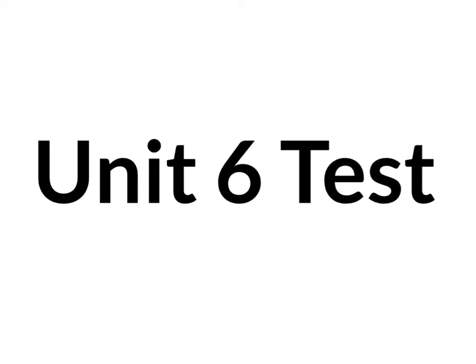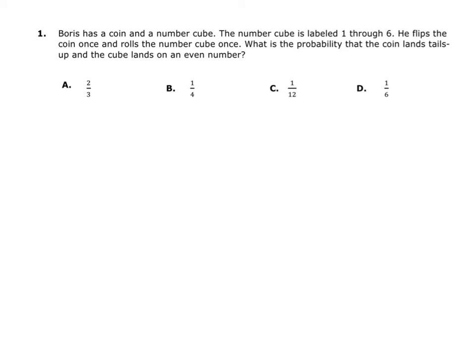Today we are going over corrections for Unit 6 test. Number 1 says Boris has a coin and a number cube. The number cube is labeled 1 through 6. So I'm going to write out 1 through 6: 1, 2, 3, 4, 5, 6. It says he also flips the coin once and rolls the number cube once.